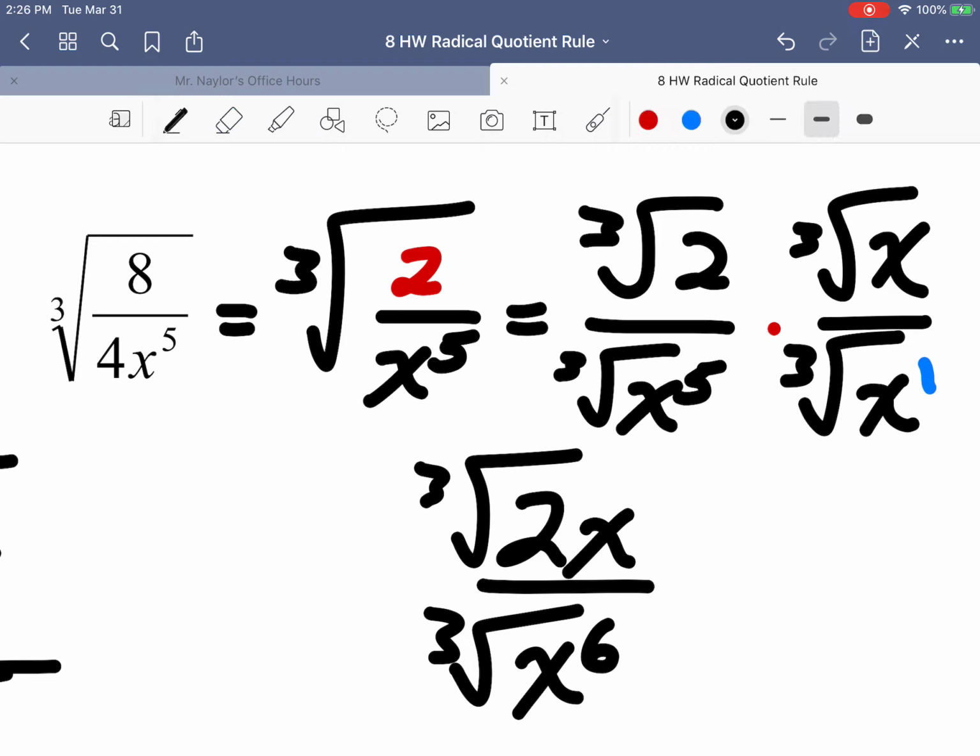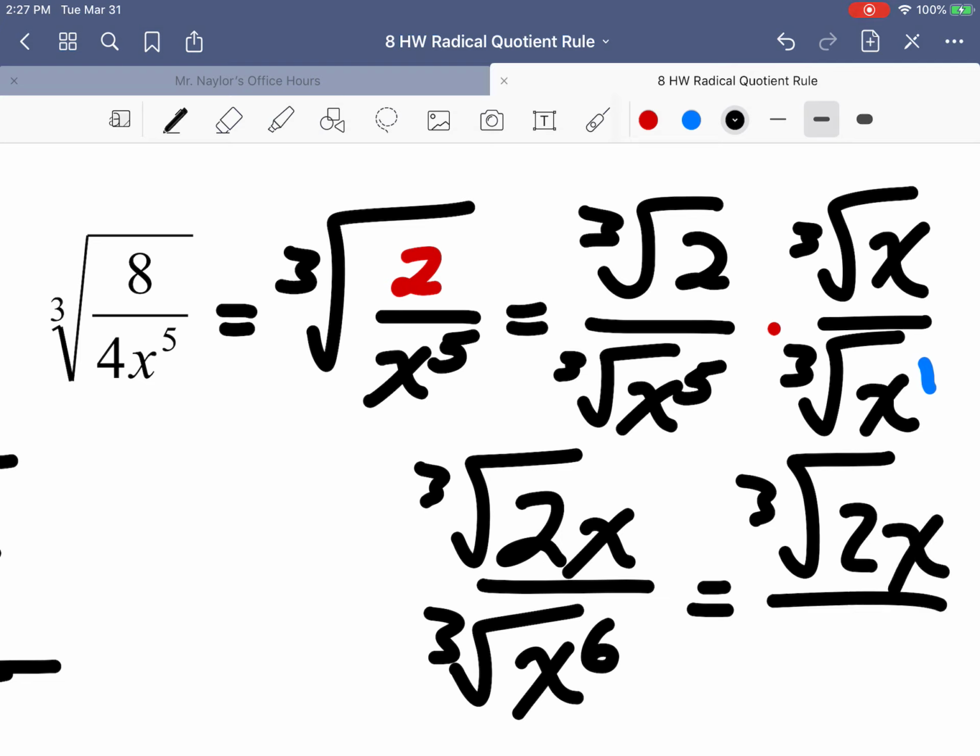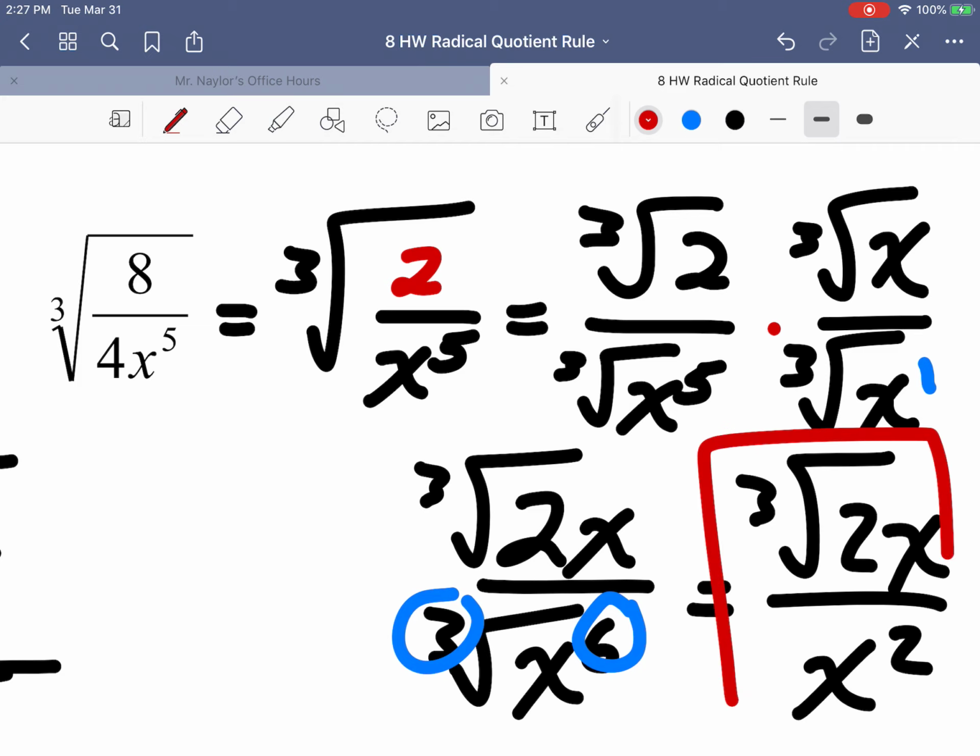Now we can do the business of canceling with that x^6 that we've been talking about. Remember, when you cancel these numbers, you actually divide them. And when you divide them, you get x squared. So we're going to get the cube root of 2x, all over x squared.